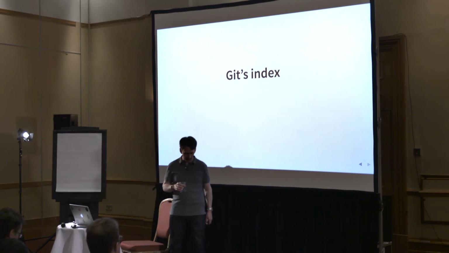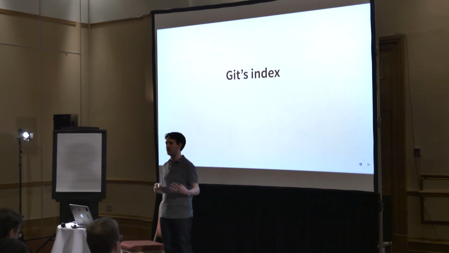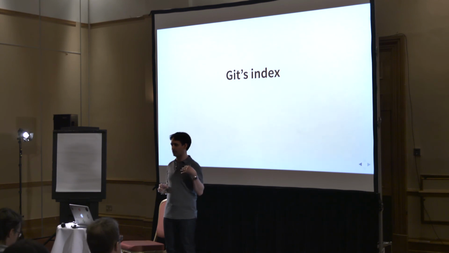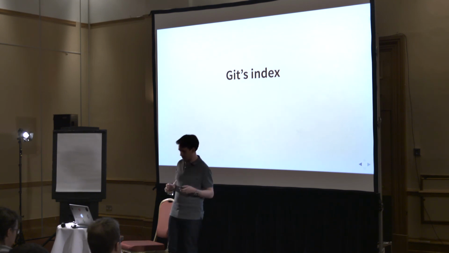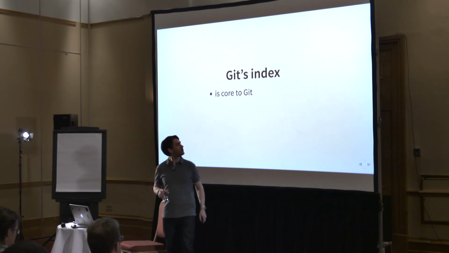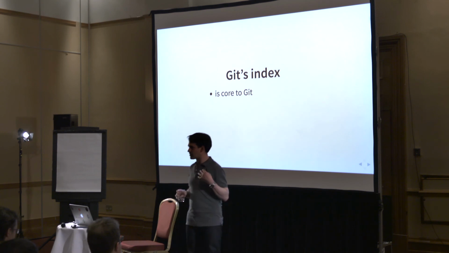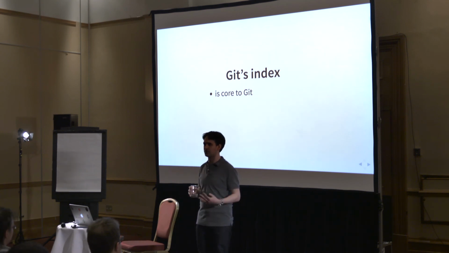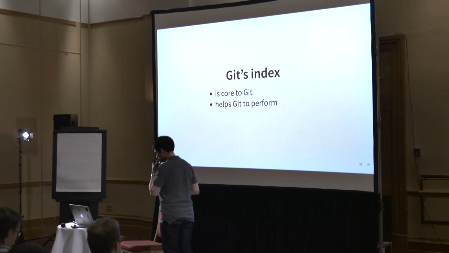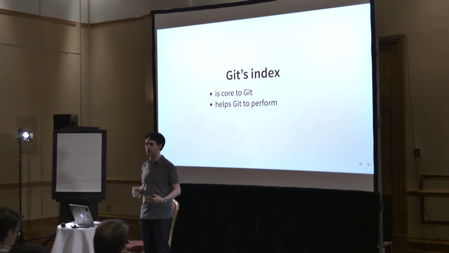Covered a bit about the index, some of the ways you can manipulate it. The index is core to Git. It's central to the way it works. It's been there since the start. It's very, very important to Git's performance. Lots of operations would be annoyingly slow.